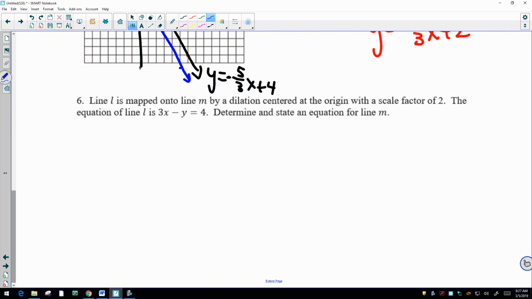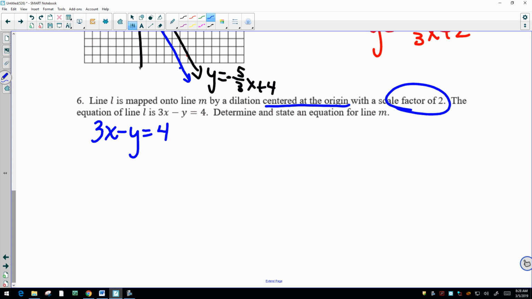Okay, so we don't always have to graph these. If we understand what's happening there, here we have a same kind of problem. It's going to ask us to write a new equation. So it says line L is mapped onto M by a dilation centered at the origin, so this is good, and we have a scale factor of 2. So the equation that we're beginning with is 3x minus y equals 4. So we have to find this new equation with a scale factor of 2.